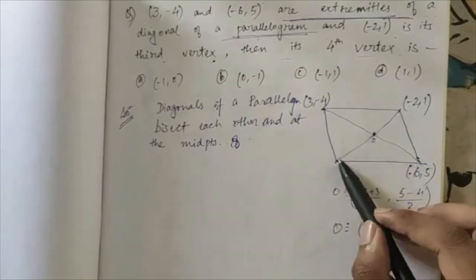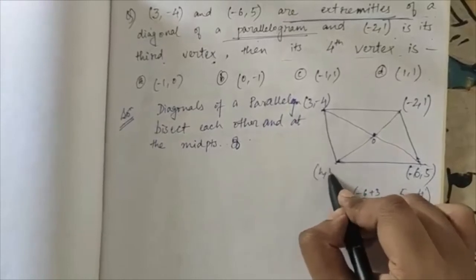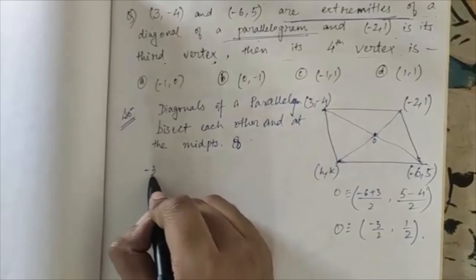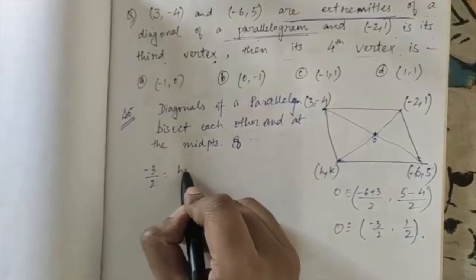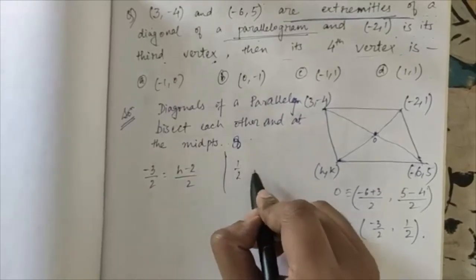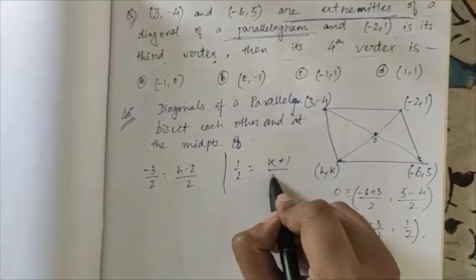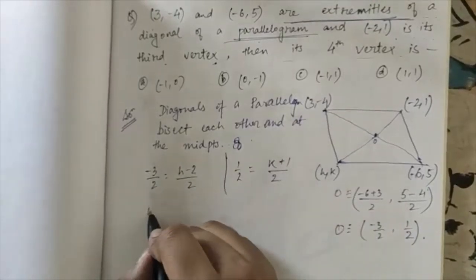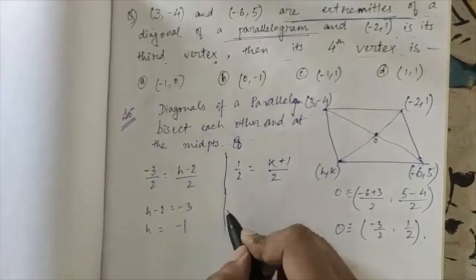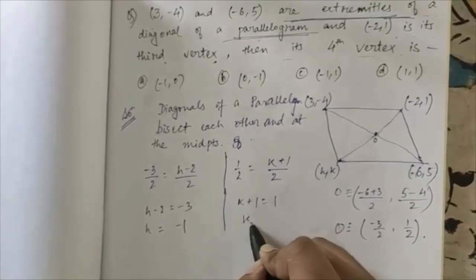So now let's come back to equating it with h comma k. Let's take this point as h comma k, the unknown vertex. So minus 3 by 2, the x coordinate of the point O, is equal to h minus 2 by 2, since it's the midpoint of this smaller diagonal. Minus 3 by 2 is equal to h minus 2 by 2, and half is equal to k plus 1 by 2. So from here we can solve for h and k, and we will get the unknown vertex.